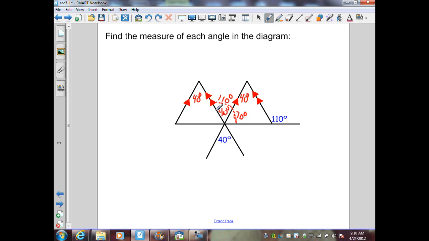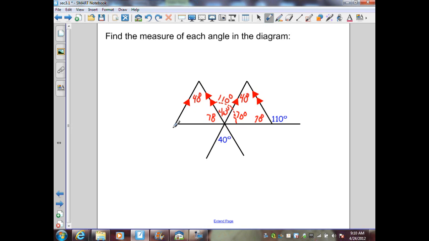Now, I know that this angle is 110 degrees, and this entire angle and this angle are a linear pair. Therefore, this has to be 70 degrees. Now I can determine the measure of this angle because this is a linear pair, and this is 70 degrees. And I need one more angle, and that is here.